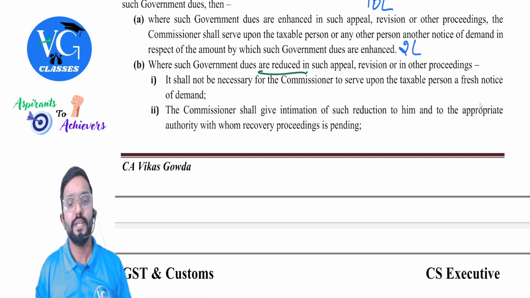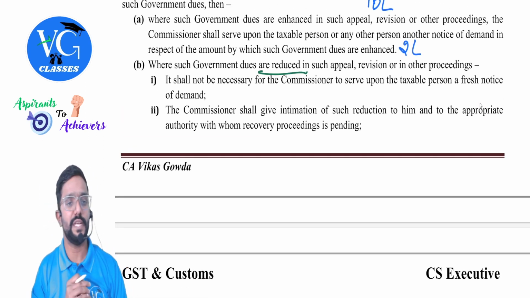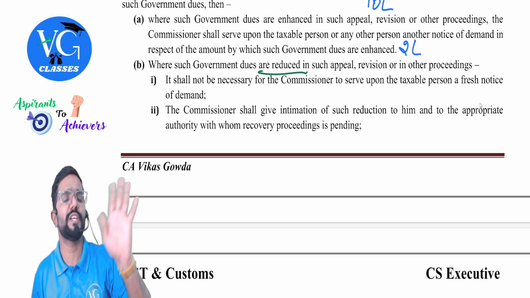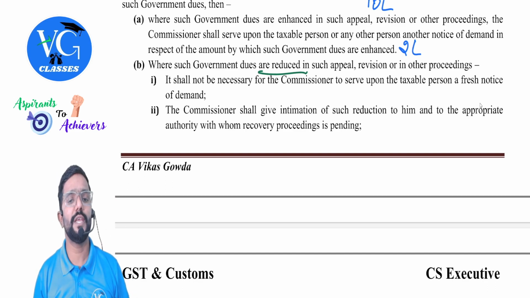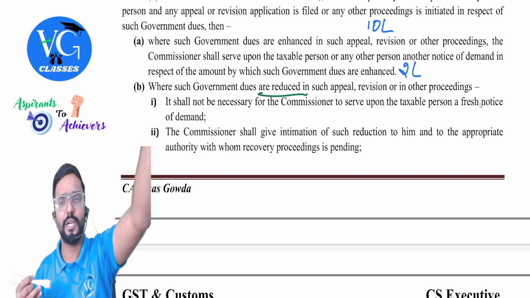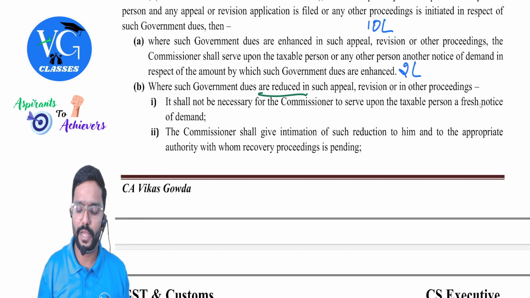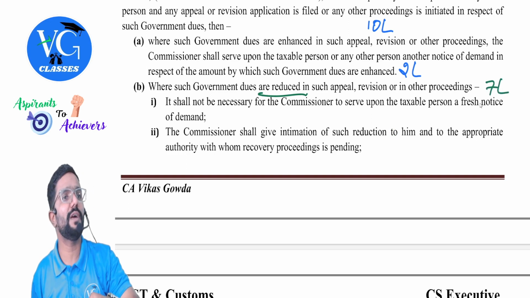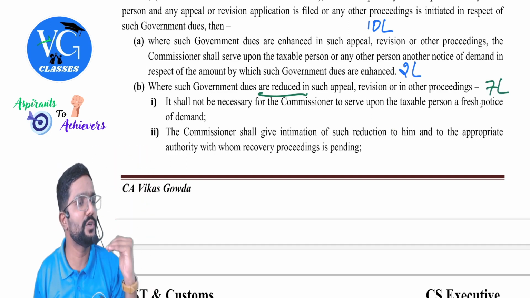They are reducing it. In such appeal or revision or in other proceedings, it shall not be necessary for the commissioner to serve upon a taxable person a fresh notice. And the commissioner shall give an intimation of such reduction to him and to the appropriate authority with whom recovery proceedings is pending. Assume, guys, order was passed or notice was given for 10 lakh. I took the case to the court. Now court told, pay 7 lakh. So order has been passed by the court or tribunal for 7 lakh. So from 10 lakh, it has been reduced to 7 lakh.